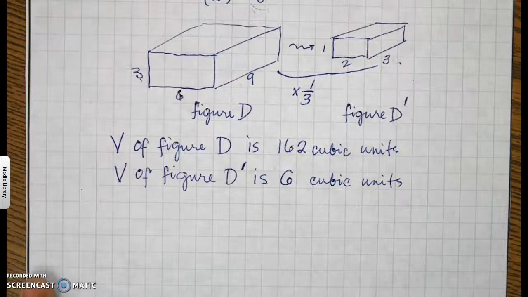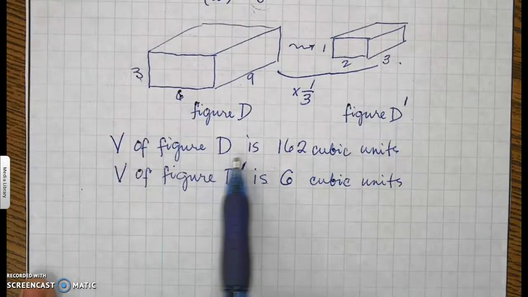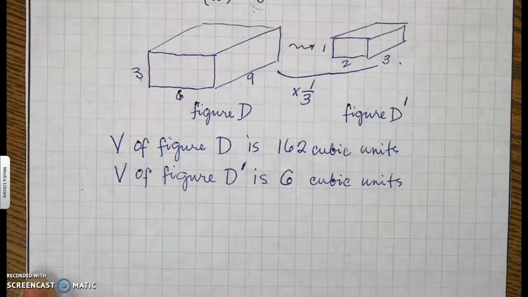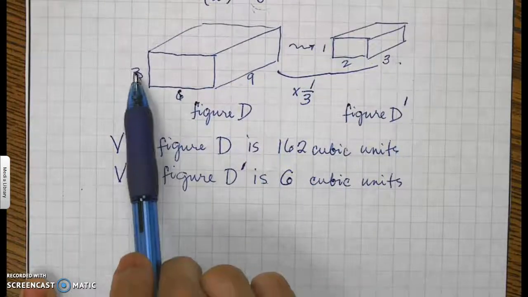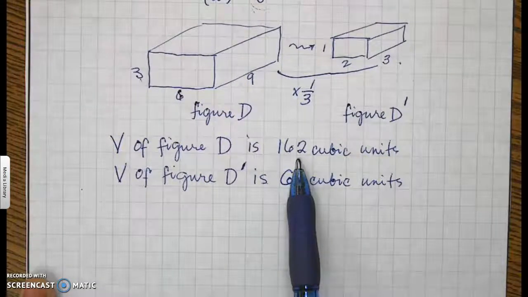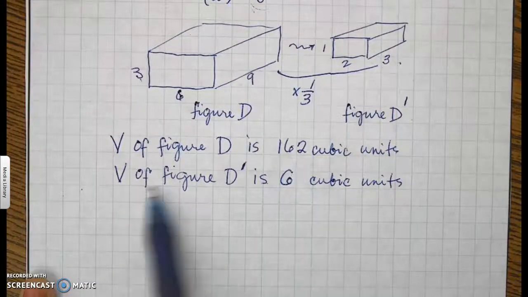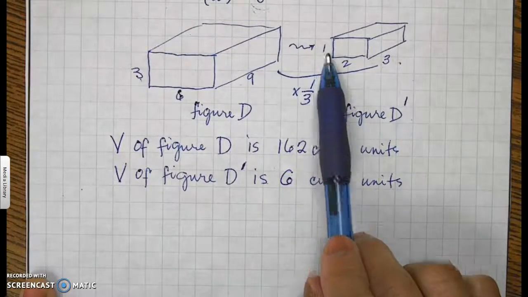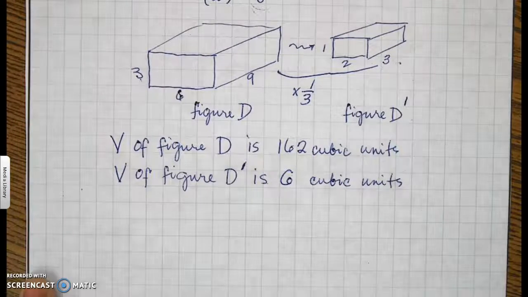Let's examine. The volume of figure D is 162 cubic units. How did I get that? Length times width times height. So 3 times 6 times 9 will give you 162 cubic units, while D prime's volume is going to be 6, coming from 1 times 2 times 3.